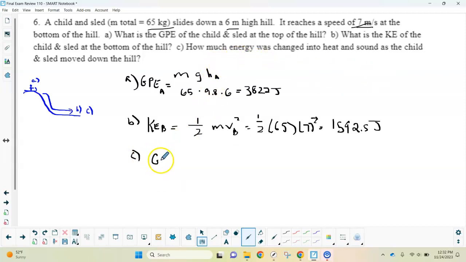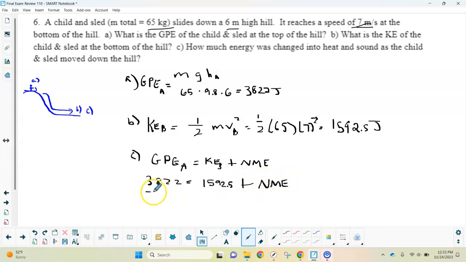So if you're doing conservation of energy, the gravitational potential energy at the A position should equal the kinetic energy at the B position. And if they're not equal, then you have some other work or non-mechanical energy. We called it non-mechanical energy in this one. So you're just going to take the difference in those two numbers and get the answer. So 3,822 is on the left side. That's equal to 1,592.5 for the kinetic energy that we just got the answer to in B. And then we're solving for the heat, sound, the non-mechanical energy.